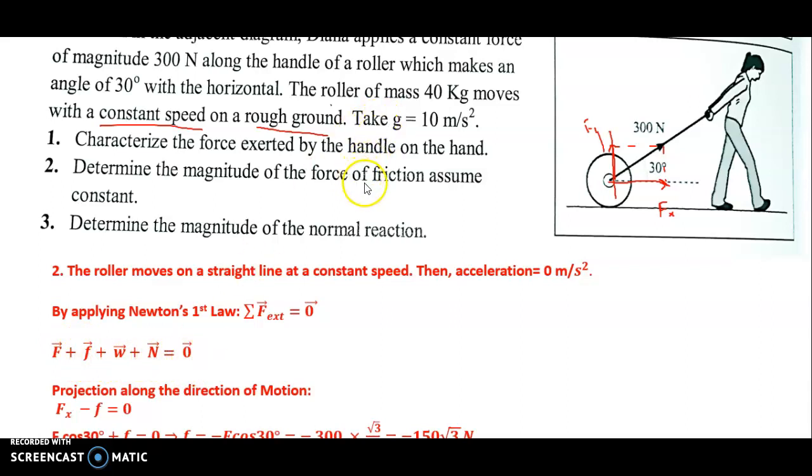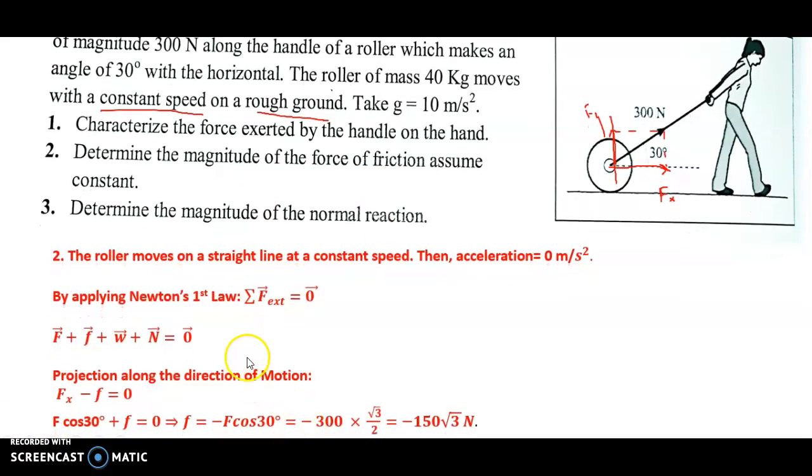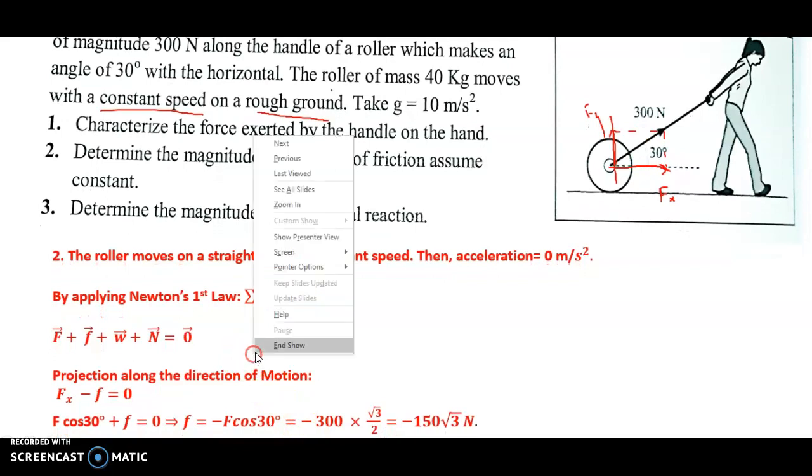Now because we are looking for the force of friction, which is a horizontal force, then we have to project along the x-axis. Along the x-axis, we have the x component of the applied force, the one that was represented here by the hand on the handle, and the friction force, so the sum is equal to 0.